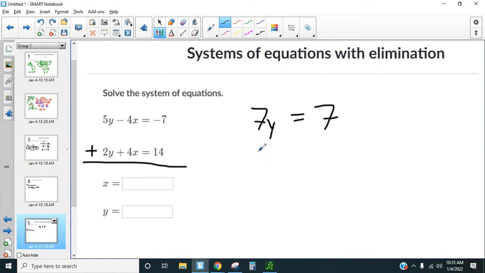Right? Because we added the equations just like we combined them in the last assignment, now we can solve because it just so happened that these two were opposites. So 7 times something is 7. What's the something? 1.